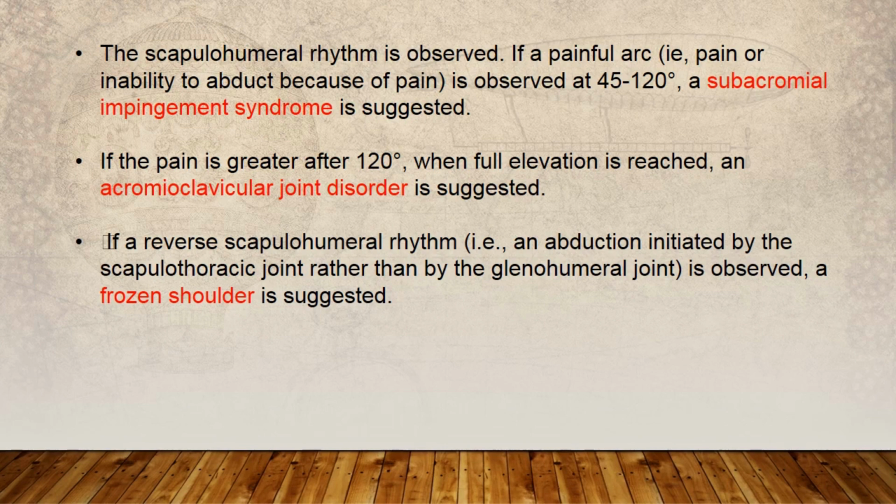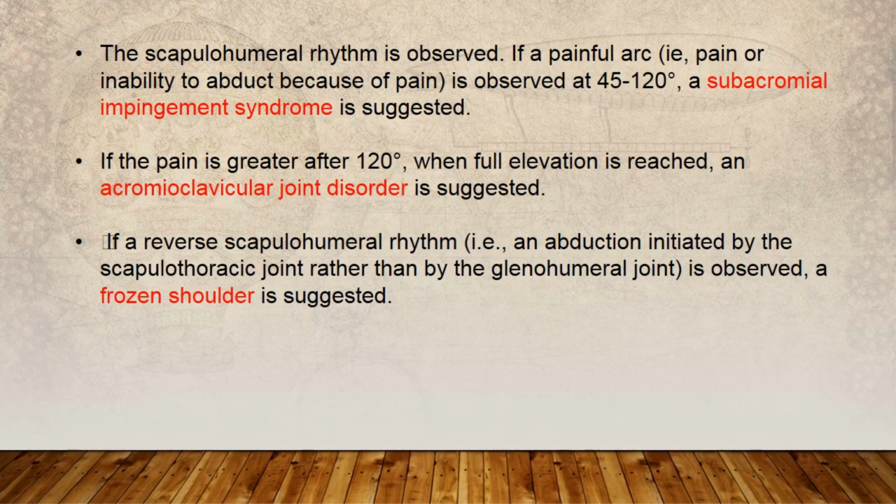During examination, the scapulohumeral rhythm is observed. If a painful arc, that is pain or inability to abduct because of pain, is observed at 45 to 120 degree angle, a subacromial impingement syndrome is suggested. If the pain is greater than 120 degrees when the full elevation is reached, an acromioclavicular joint disorder is suggested.